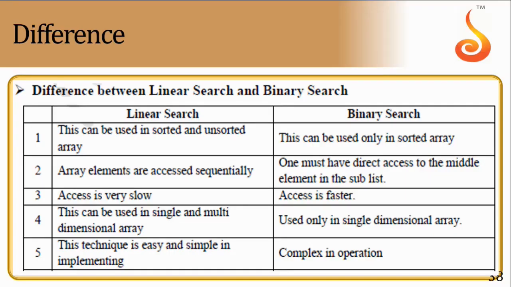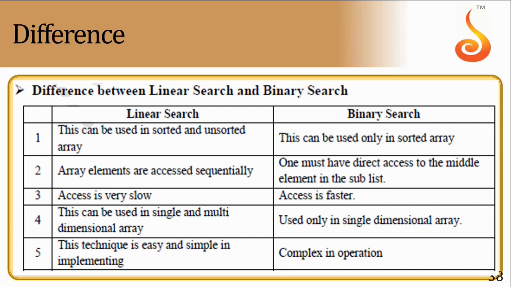Now we'll do the difference between linear search and binary search, which is a commonly asked question. It is repeatedly asked in the exam. The first one, the list. For linear search, this can be used on both sorted and unsorted lists. It can be used on any kind of list. It does not matter, whereas binary search has to be used on a sorted array only. That is, the array has to be sorted.